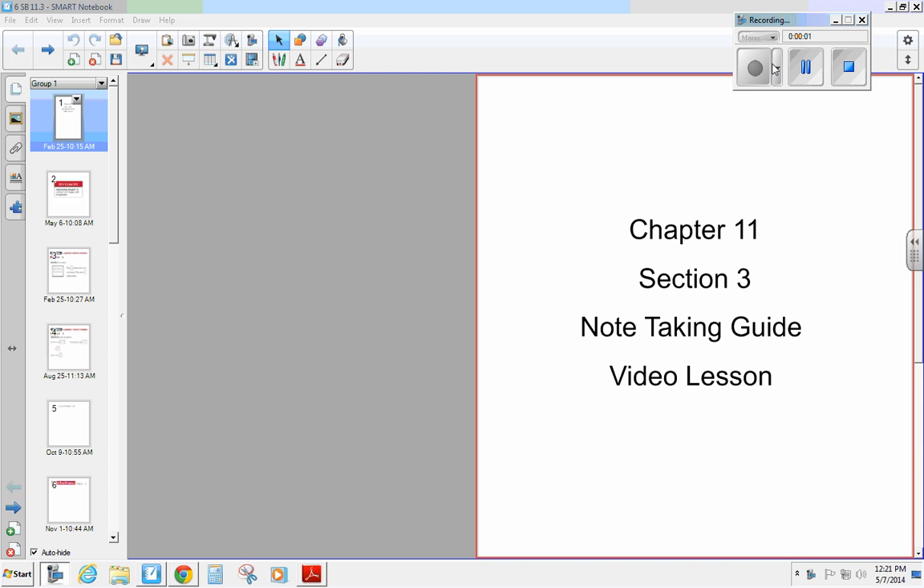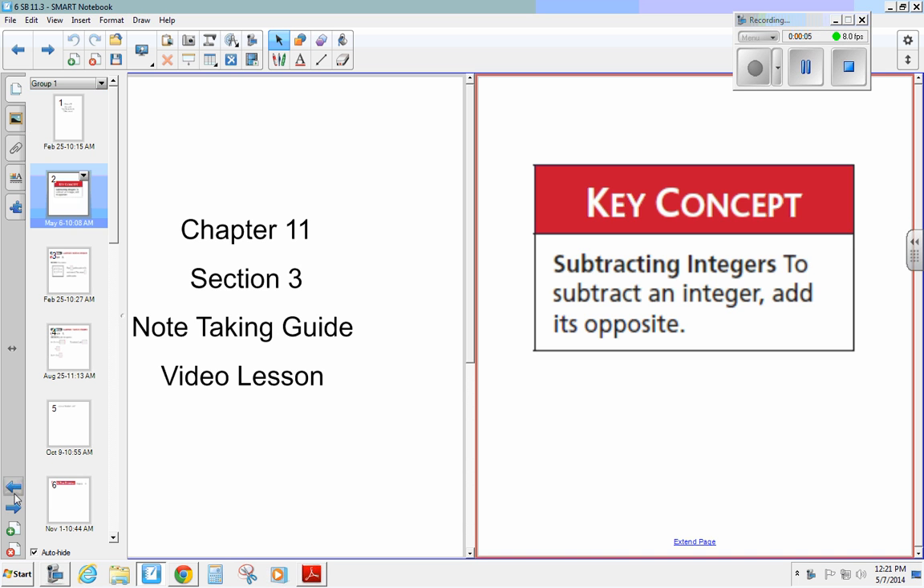Welcome to Chapter 11, Section 3, entitled Subtracting Integers. Alright, the key concept: subtracting integers. To subtract an integer, add its opposite.